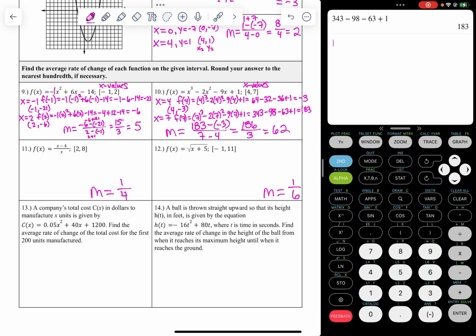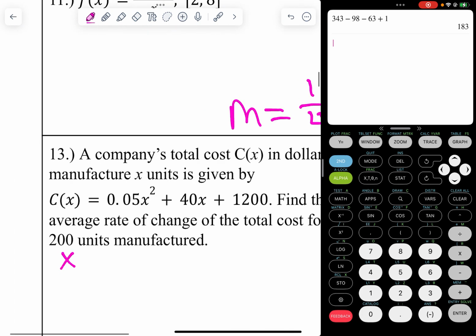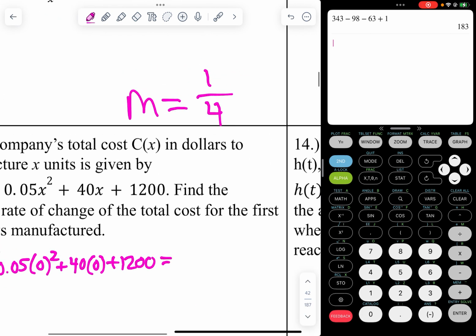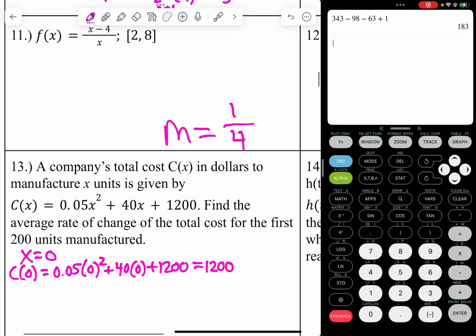But 13 and 14, so applications here. In 13, a company's total cost, C of x in dollars, to manufacture x units is given by that function. Find the average rate of change of the total cost for the first 200 units manufactured. So let's first of all find out how much it would be if we don't manufacture any at all, meaning just the base cost we have before we even start producing. And we're going to see that's 1,200. So our first coordinate pair will be 0, 1,200.